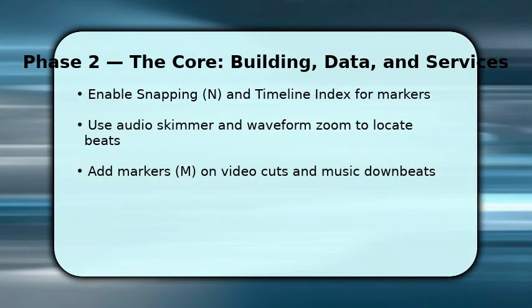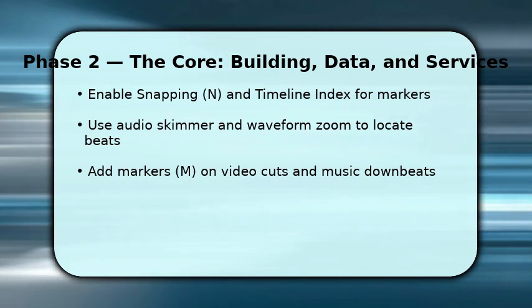Now focus on detailed alignment. Zoom the waveform until individual beats are visible, and use the audio skimmer to find downbeats. Place markers on both the music track and the video cuts. Press M on the playhead for precision.